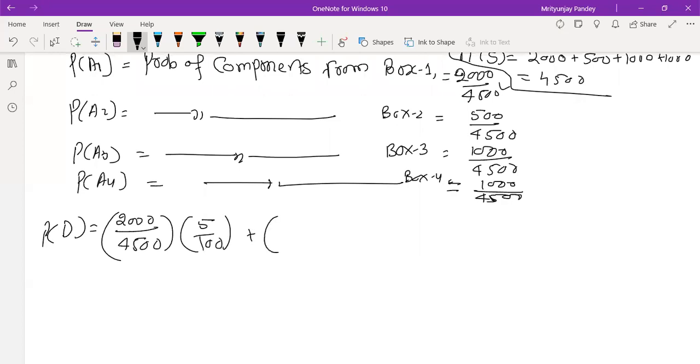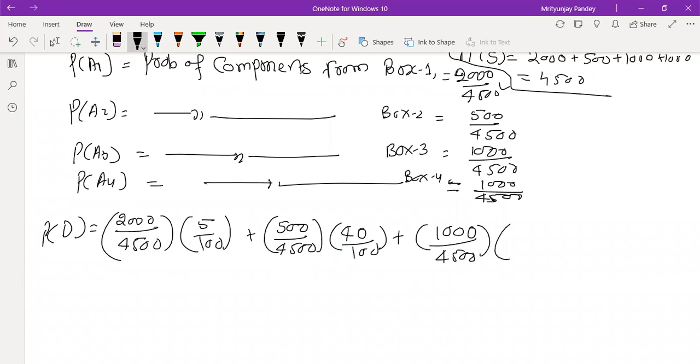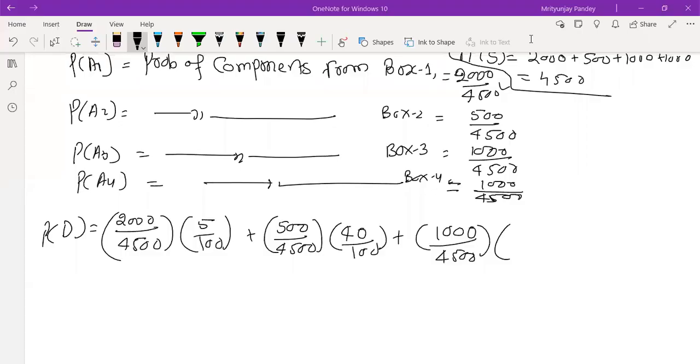And what is the probability of defective component from box A2? 500 upon 4,500, and that is 40%. Is it clear? Okay, so in next line, that is 10%, right? And the number of components present in box 4, that is 1,000 out of 4,500, and defective components from that, that is 10%. So understood this step? Yes, sir. Now we have to simplify this one.